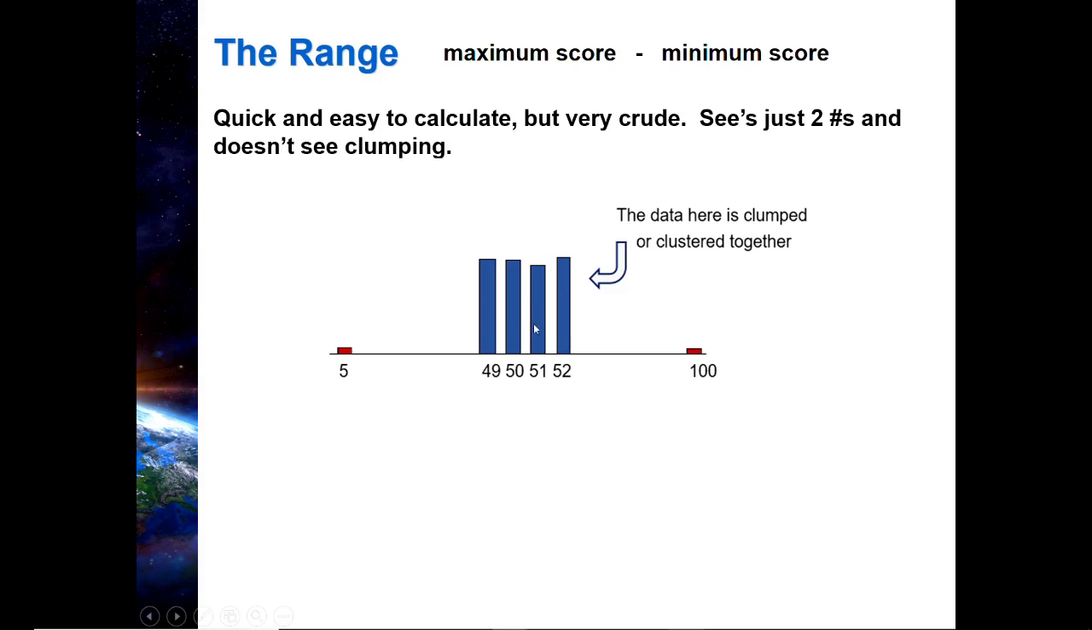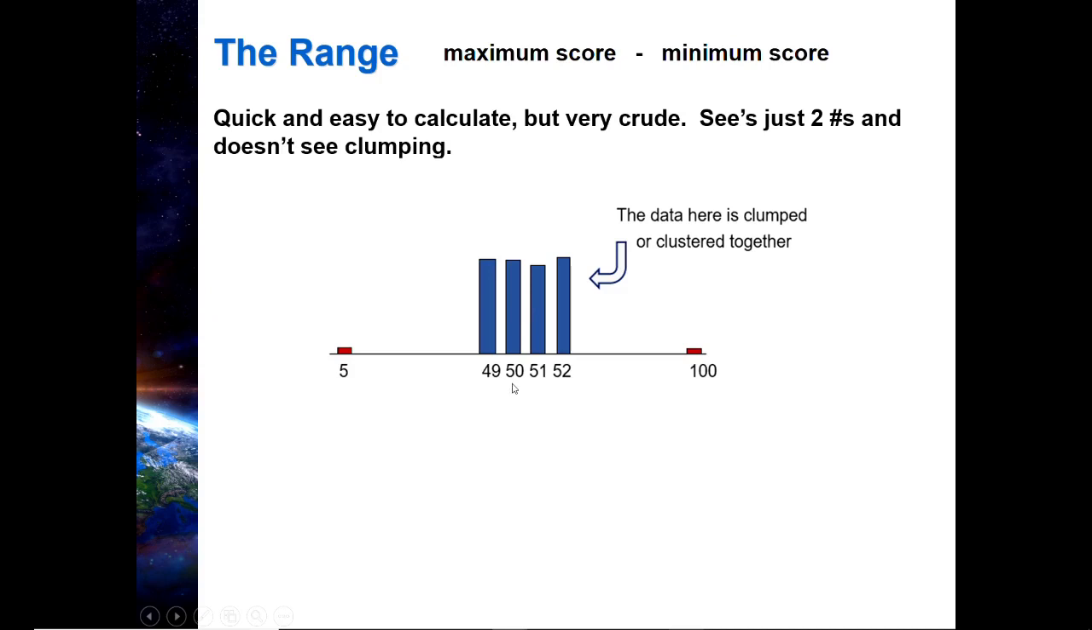In fact, if we were to calculate the range, it would be 52 minus 49, and that gives us 3. So with a range of 3, we would say, wow, that's not very variable. We would say that these scores are clumped together, clustered together. In other words, there's not a lot of dispersion. If they're all clumped or clustered together, that means they're grouped, they're not dispersed.